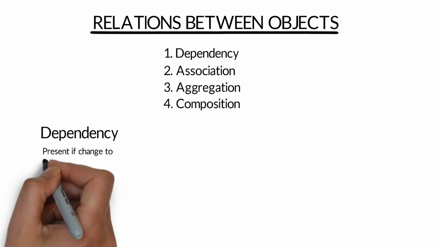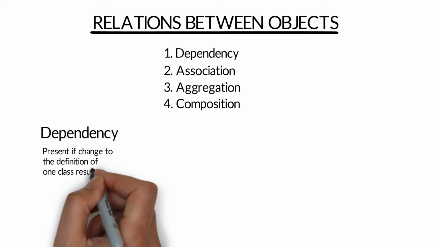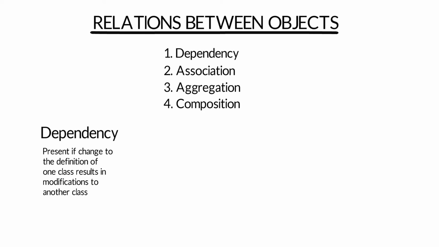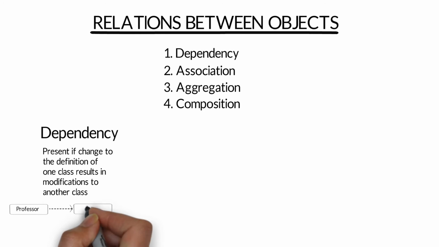Dependency is present if a change to the definition of one class might result in modifications to another class. It usually occurs when you use concrete class names in your code. For example, a professor depends on course materials.